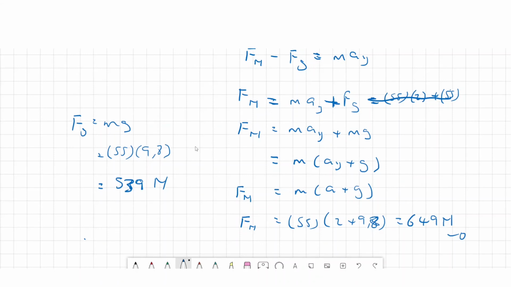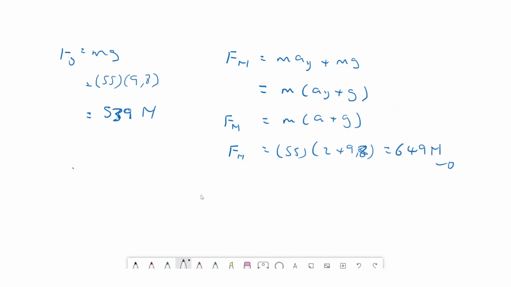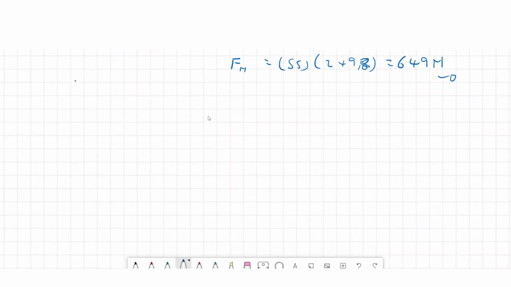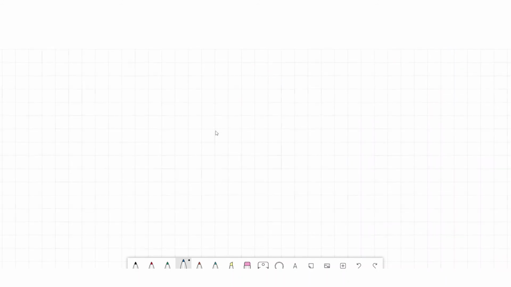So now I can actually move towards something that we call friction. Then after this, I will do tension, and then after that, I will end the chapter with forces on an inclined plane. That's basically how I'm going to end it.